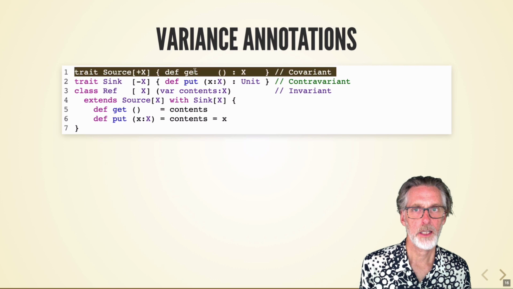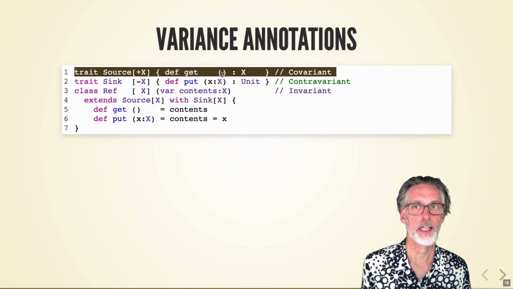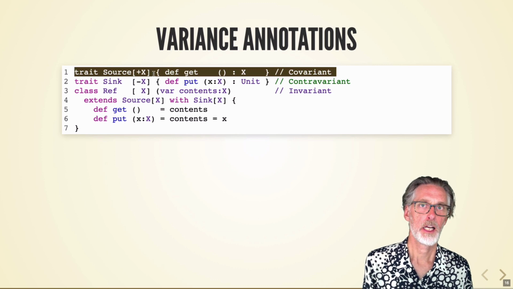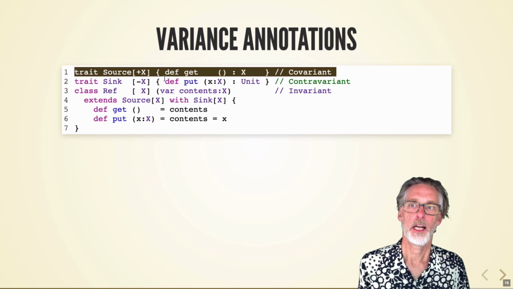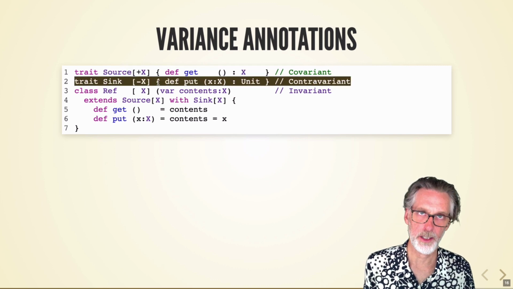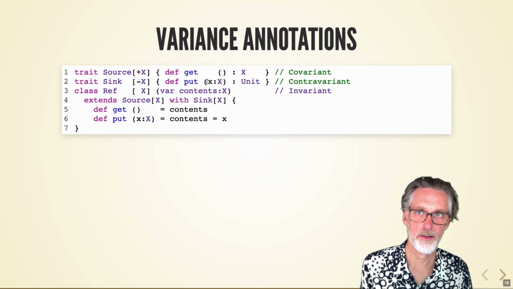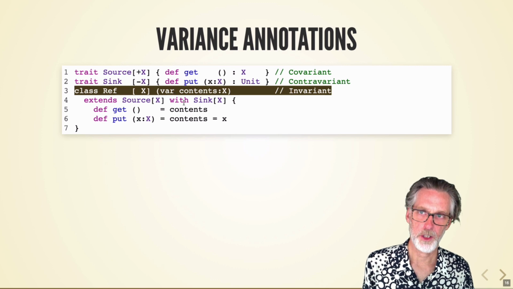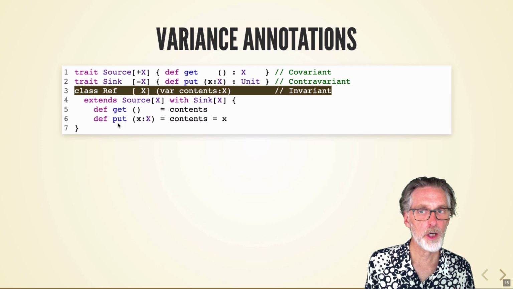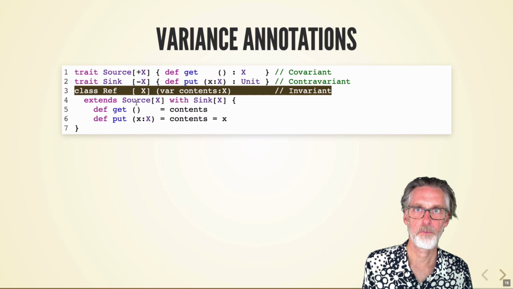A source is something that allows you to get something. That's a covariant object because I can always get more abstract things out safely. A sink is a contravariant object because I can always put in more concrete things. A reference here is an invariant object because it's both a source and a sink, and therefore I can both get and put, and therefore I don't have any safe variance that I can do.